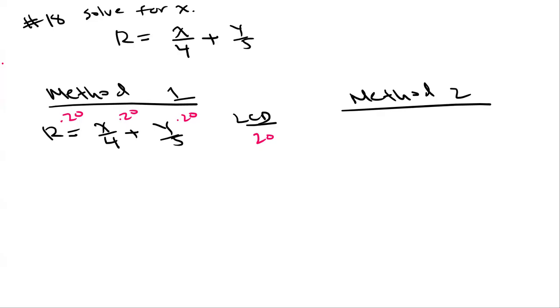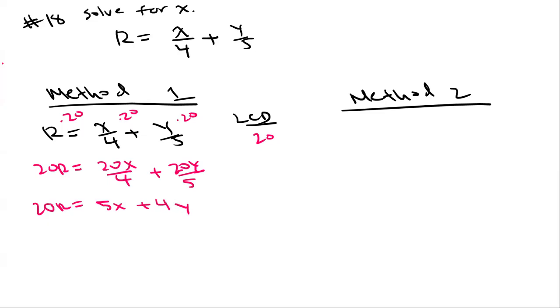All right. So we're going to have 20r and then 20x over 4 and then 20y over 5. Okay. So we have 20r. 20 divided by 4 is going to give us 5, so that's 5x. And 20 divided by 5 is going to give us 4. So that'll be 4y.